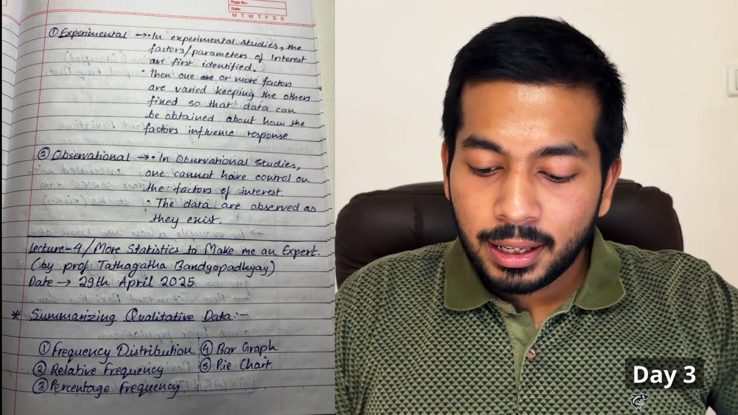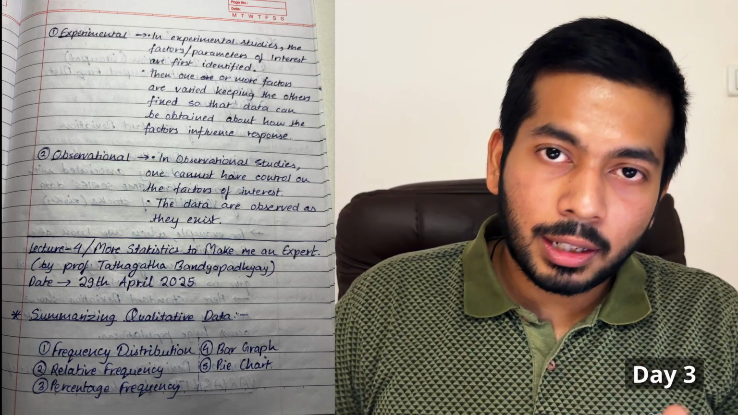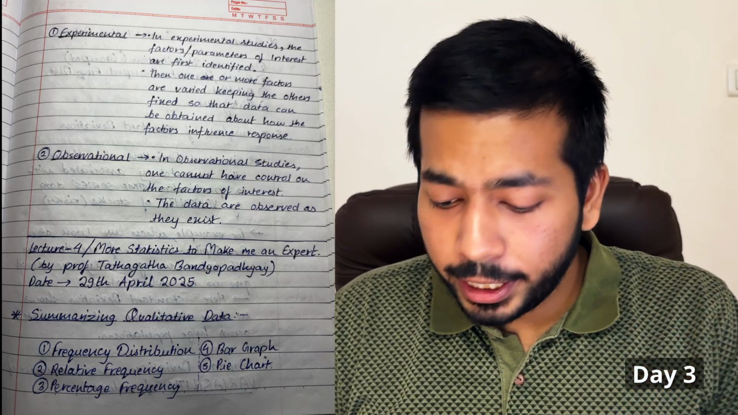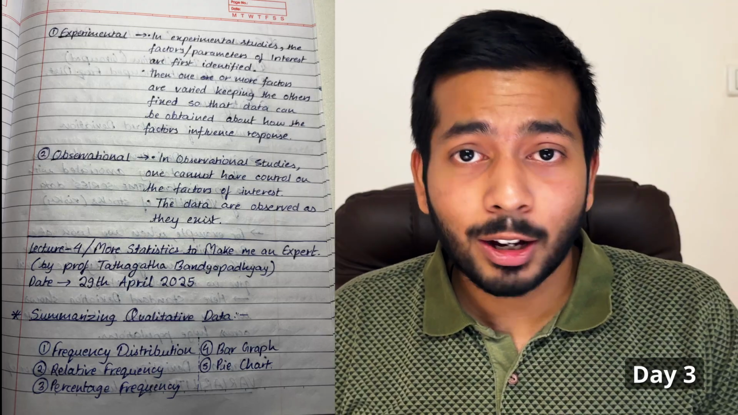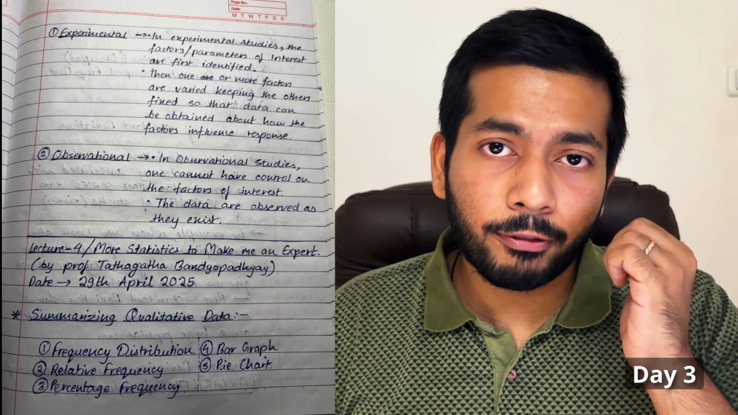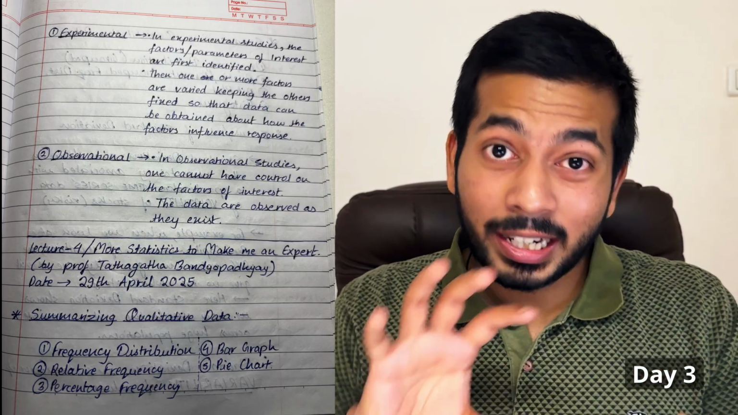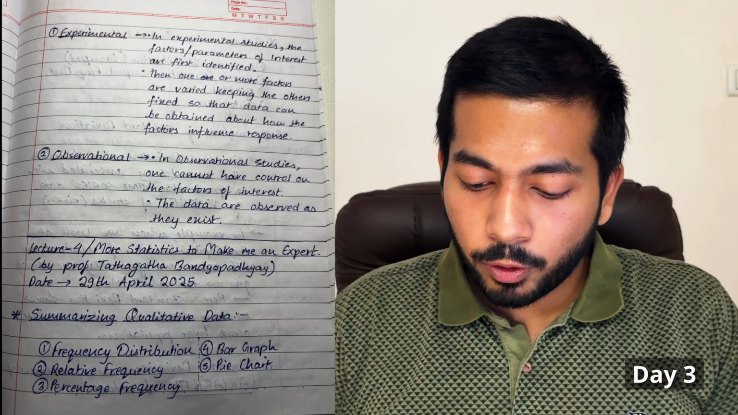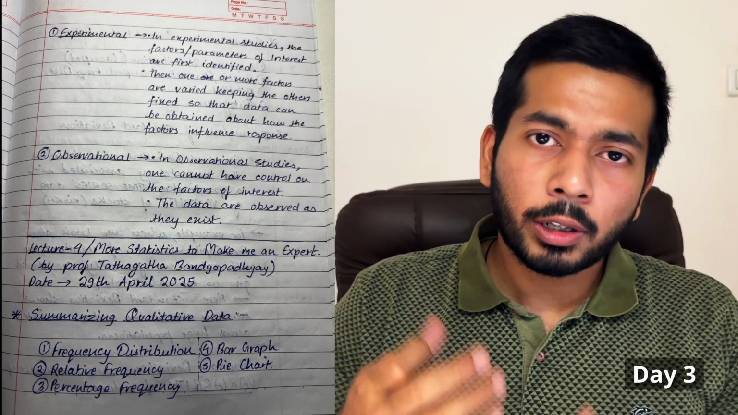Let's get started. He starts with what we've already learned in the last lecture, but a little more out of it. That is summarizing qualitative data. How do we do that? We have already seen this, that we do that using frequency distribution. Data summarization is done using frequency distribution. And the second thing over here is relative frequency. This is something new, so I'll explain this.